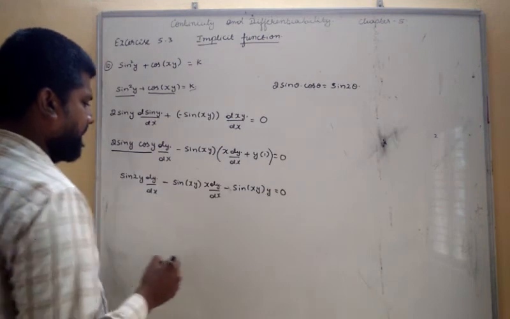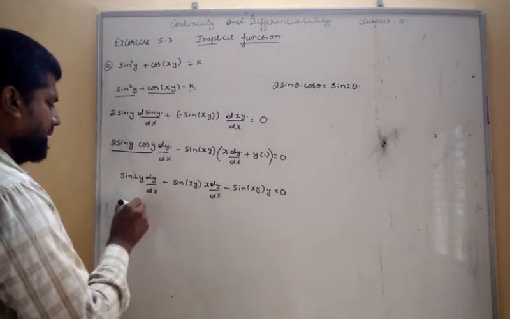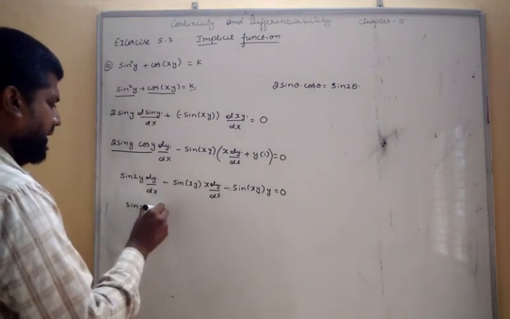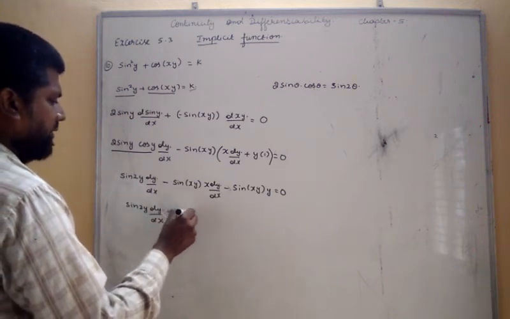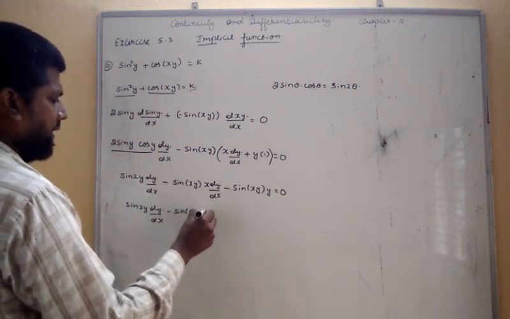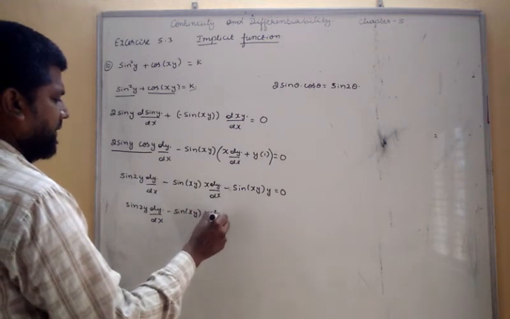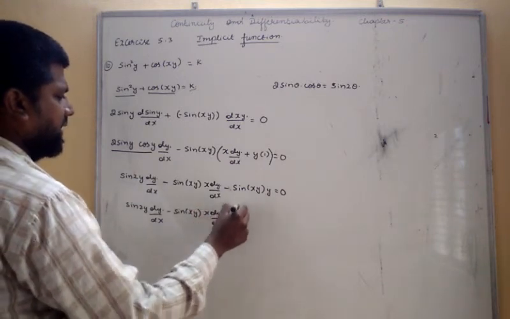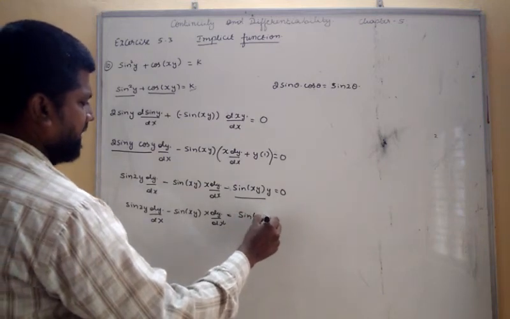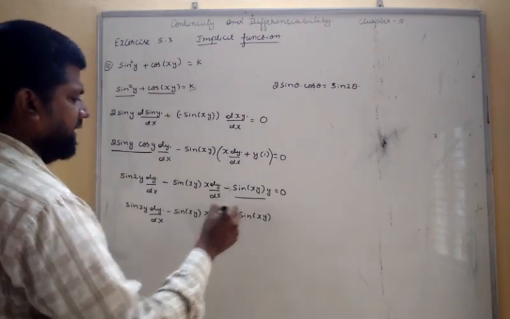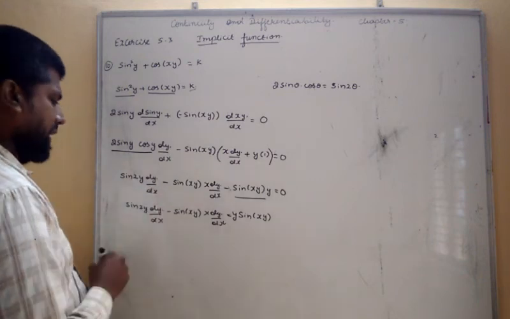Then plus into minus minus sin of xy into y is equal to 0. Then sin 2y dy by dx, keep in the left side, minus sin of xy into x dy by dx, keep in the left side only, shift this to the right side, plus sin of xy into y, or y sin of xy you can write.